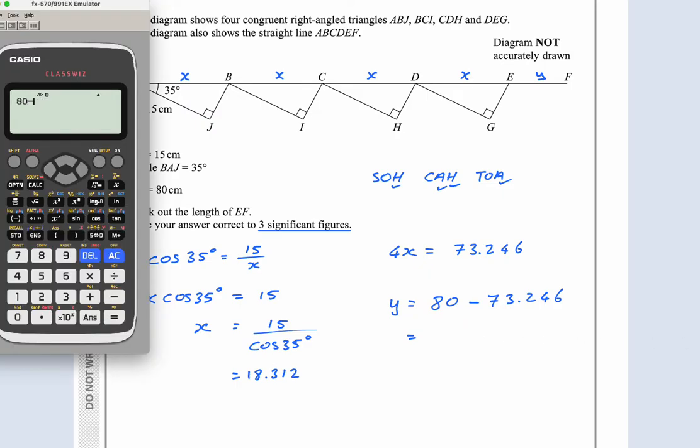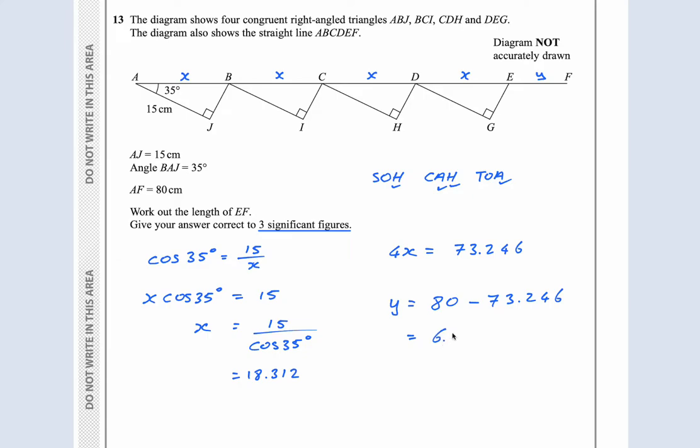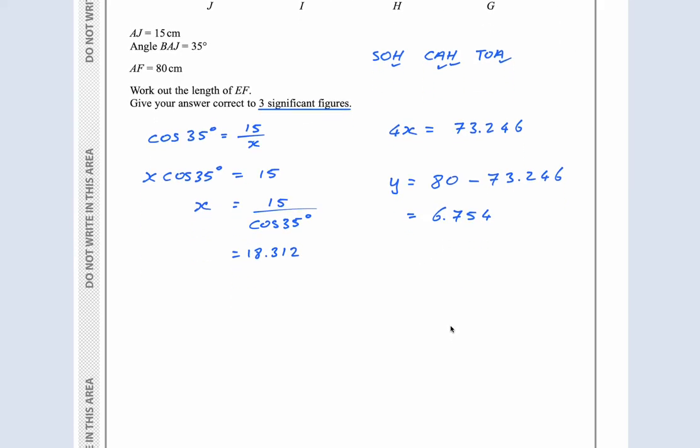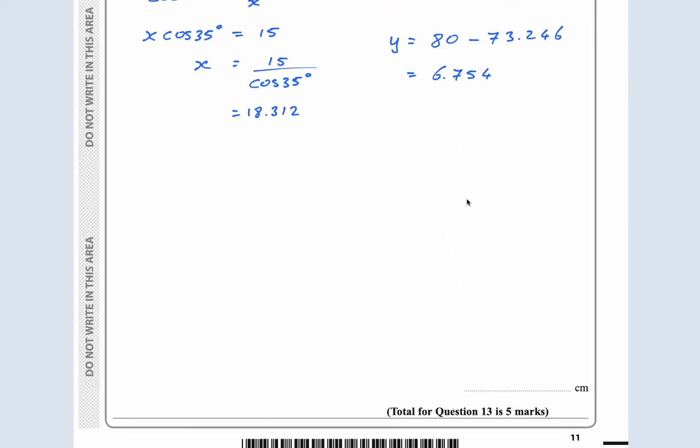Which gives me 80 minus 73.246, which is 6.754, which is 6.75 to three significant figures. So 6.75.